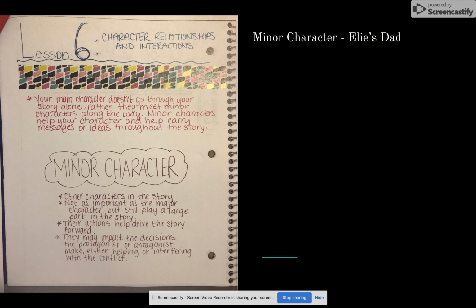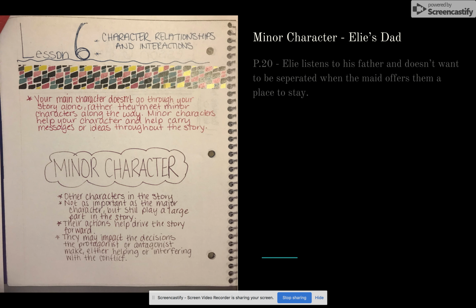But I want to go back into the story and talk to you a little bit about where we start to see minor things happen from Eliezer's dad and how it impacts Eliezer to make those decisions. The first place that I pulled from was on page 20. This is a pretty minor part in the story as far as a really big impact, but Eliezer listens to his father and doesn't want to be separated.